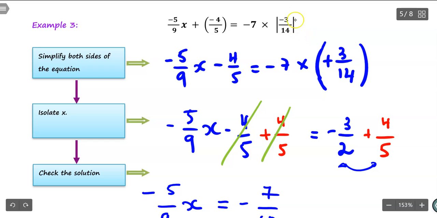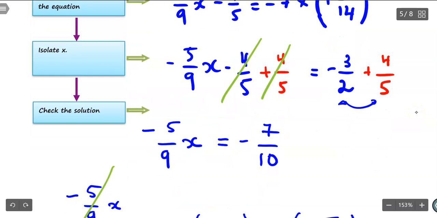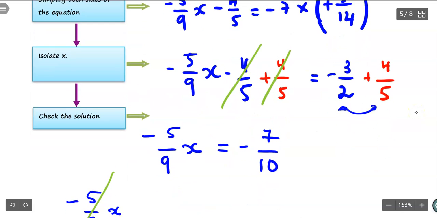So I drop the absolute values bracket. I replace with the normal brackets. You see that turn into a positive right here. So a negative turn into a positive. Use calculator, multiply them. This, I should get negative 3/2. And I perform the same step on both sides of the equation.